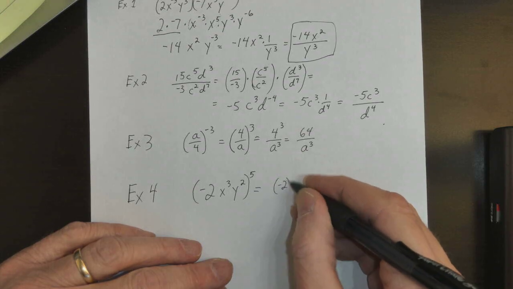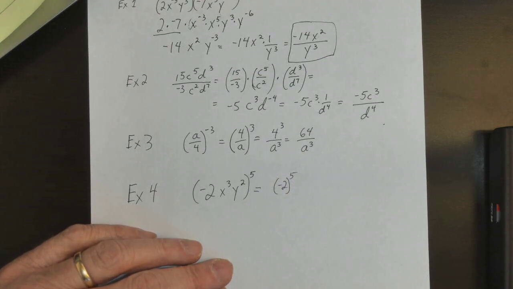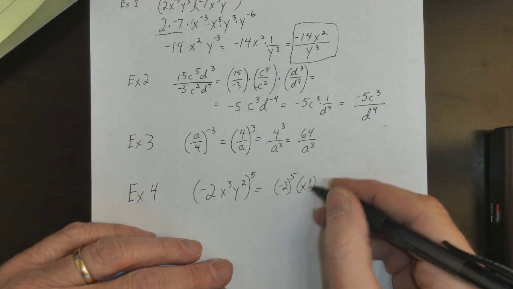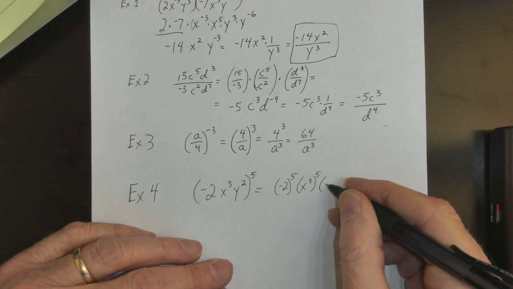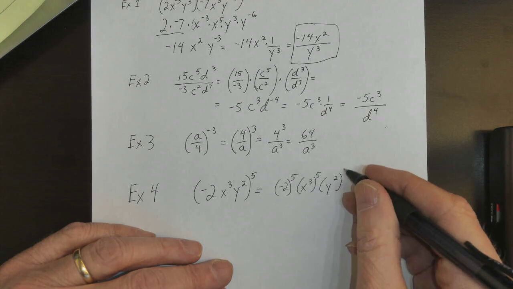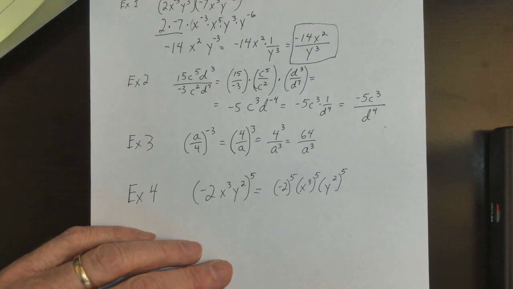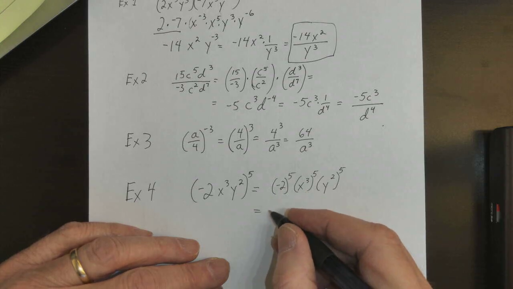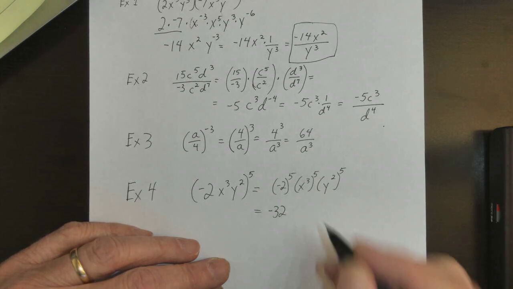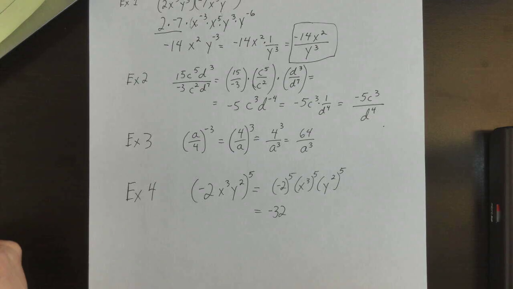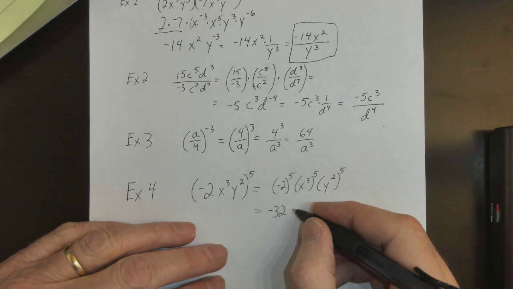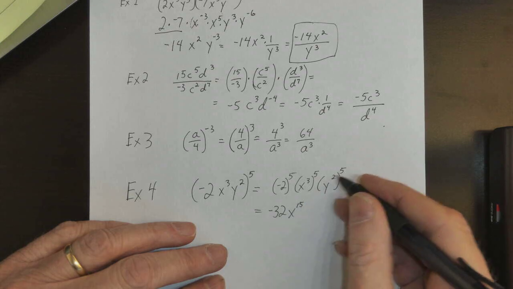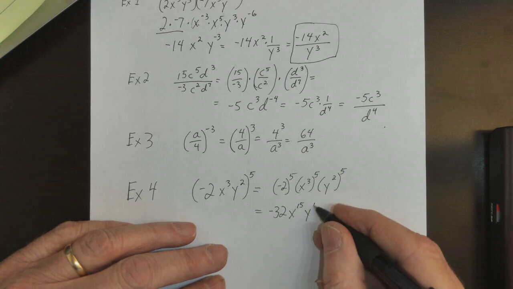I'm going to take the negative 2 to the fifth power. I'm going to distribute this power. I'm going to take x to the third to the fifth power. I'm going to take y to the second to the fifth power. And this negative 2 to the fifth power, you can do that. That's negative 32. X to the third to the fifth, that's x to the 15th. Y to the second to the fifth, that's y to the 10th.